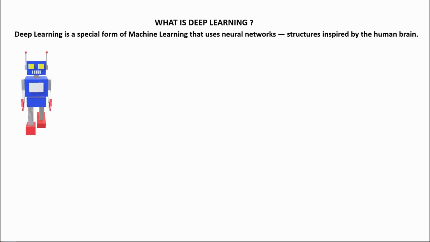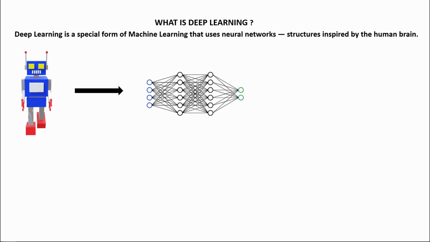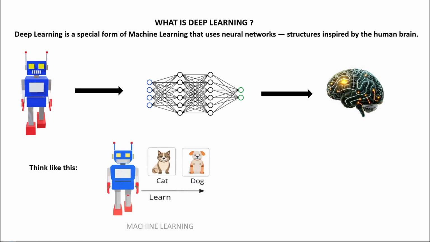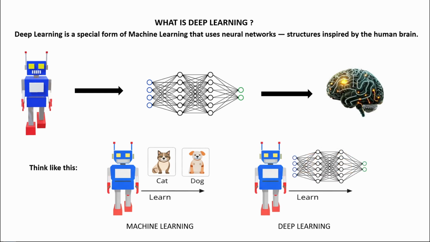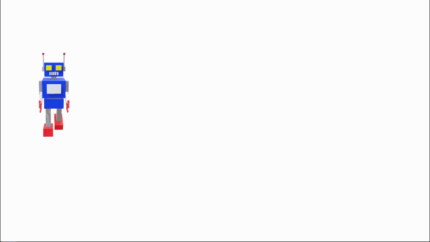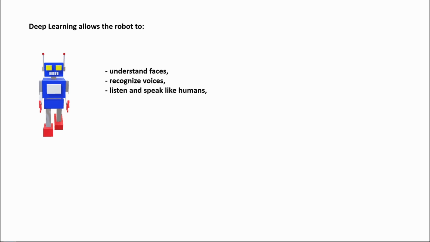Deep learning is a special form of machine learning that uses neural networks, structures inspired by the human brain. Think like this: machine learning is equal to robot learning simple patterns. Deep learning is equal to robot learning extremely complex patterns layer by layer. Deep learning allows the robot to understand faces, recognize voices, listen and speak like humans, understand language, drive cars, and powerful systems like ChatGPT. This is why today AI feels magical. It is not magic, it is deep learning doing heavy work.